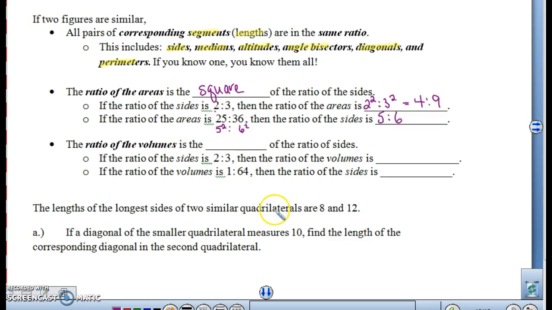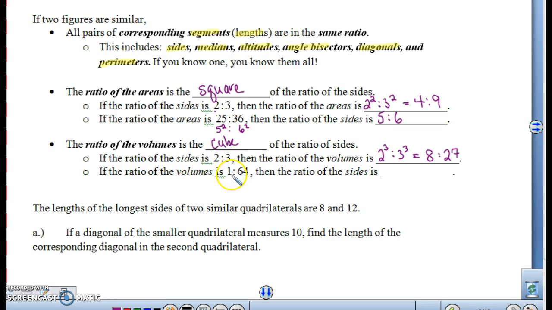And the ratio of the volumes: remember, for volume you had to multiply length, width, and height, and cube the units. The ratio of the volumes is the cube of the ratio of the sides. So if the ratio of the sides is 2 to 3, the ratio of the volumes will be 2 cubed to 3 cubed. 2 cubed is 8, and 3 cubed is 27. We cube them to get the ratio of the volumes. If you know the ratio of the sides, just cube it.